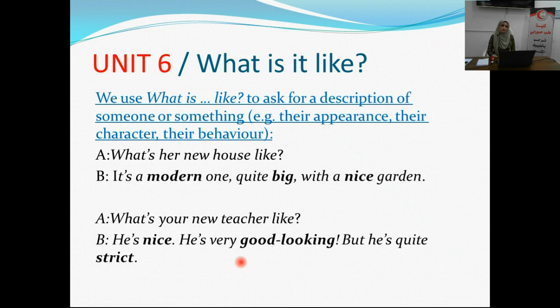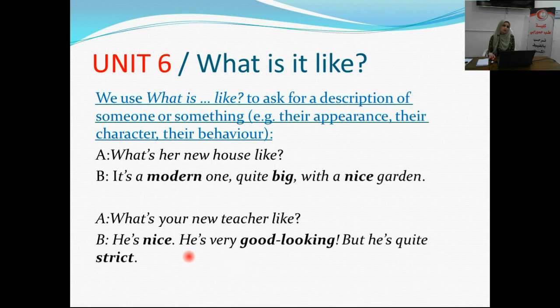Here we have an example. What's her new house like? So I'm asking about the features. Give me a description of her new house. The answer would be, it is a modern one, quite big, with a nice garden. So modern, big, and nice. These features or these adjectives describe the new house.